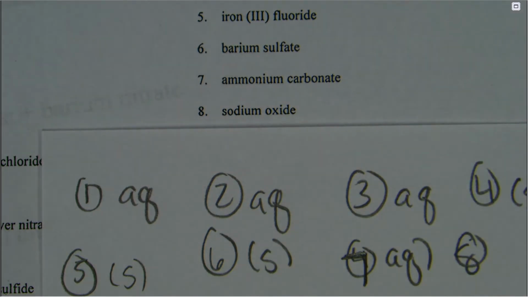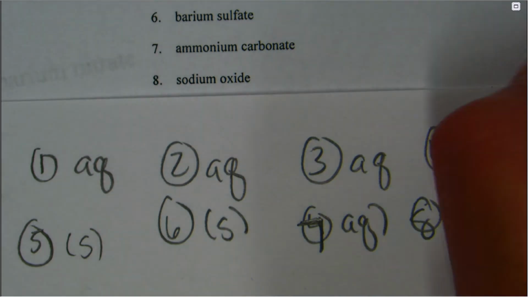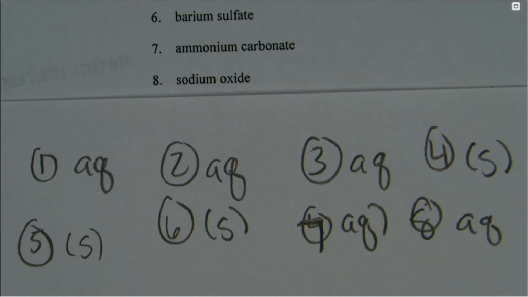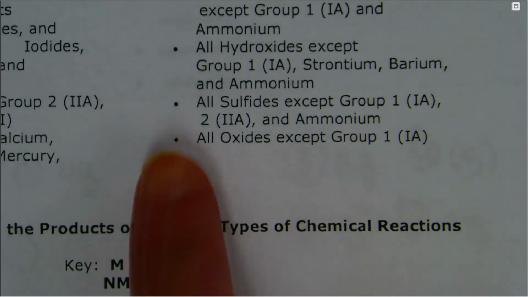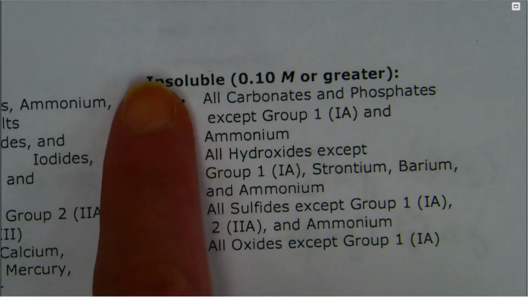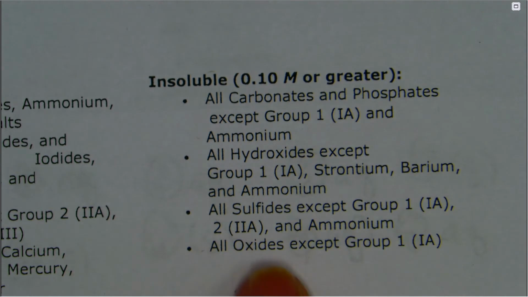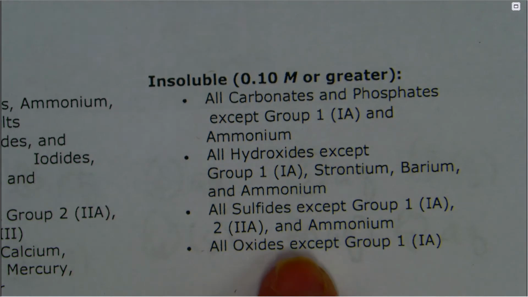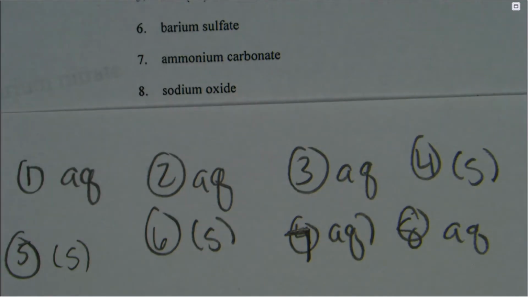All right, sodium oxide. We know sodium is a group 1A, instantaneously aqueous. If you had looked at your oxides, all oxides are insoluble, but group 1A is the exception to that. So I didn't even need to come over here and look at my oxides. I already knew because sodium is a group 1A. So this is going to be important. We're going to have to use this in order to write our equations.